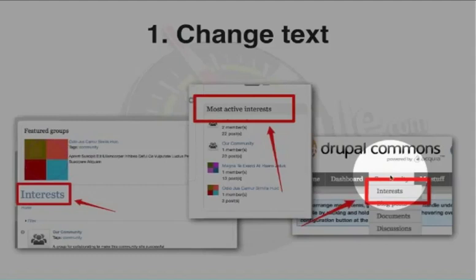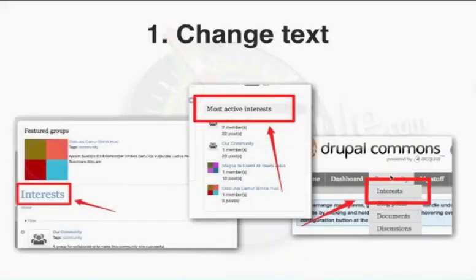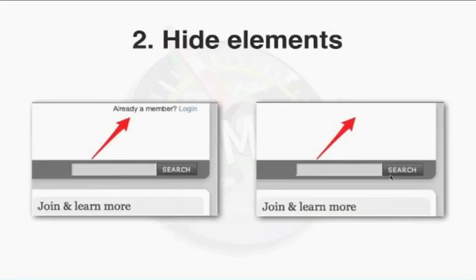And then in the menu, we're going to change groups as you hover over the community dropdown to interests. And there's actually 3 different places, 3 different tools that we're going to use to do all of those.